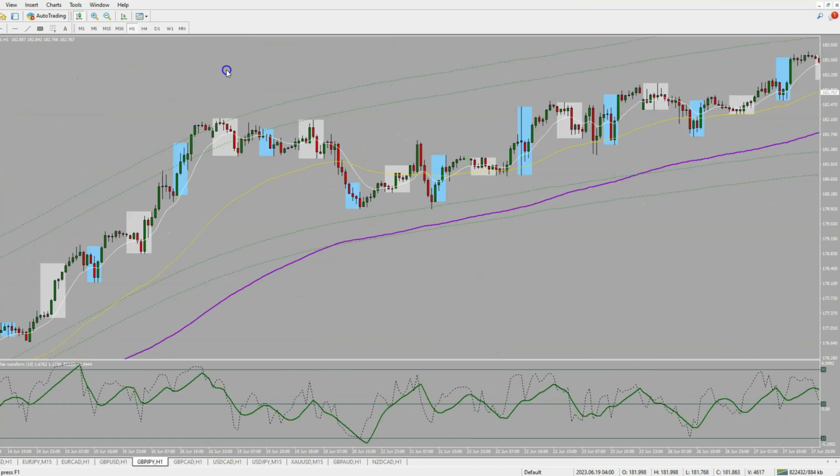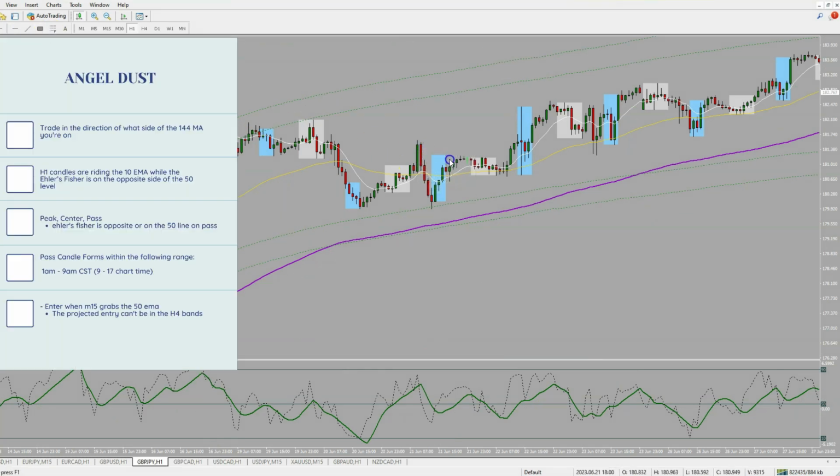Here we are on the GBP JPY. You have price coasting along the 10 EMA here. As it's coasting along the 10 EMA, you have the Ehlers Fisher dip down below the 50 level. Cool. You have price making a peak. I don't really like this as a peak because it's really curvy, but it can still work. In this situation, I would use this as a peak, and it just does a bunch of curving. This is still going to be my center point.